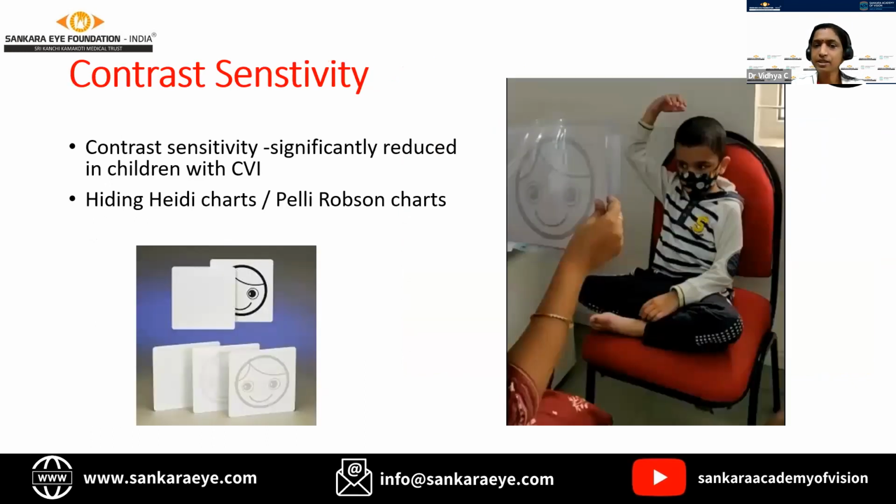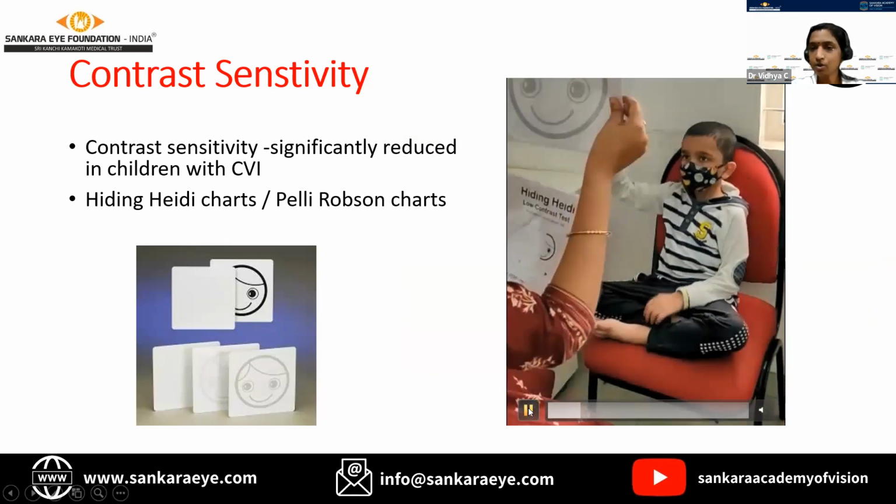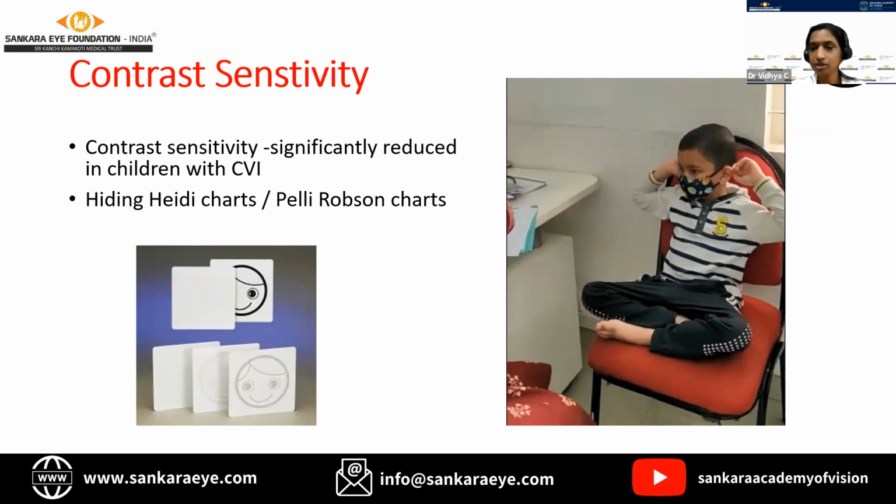Contrast sensitivity is significantly reduced in children with CVI. This can be elicited using the Hiding-Heidi charts or the Pelli-Robson chart. Here you can see the examiner trying to elicit the contrast sensitivity using the Hiding-Heidi chart.